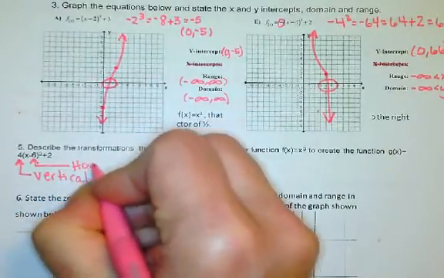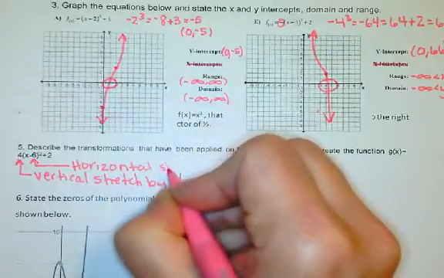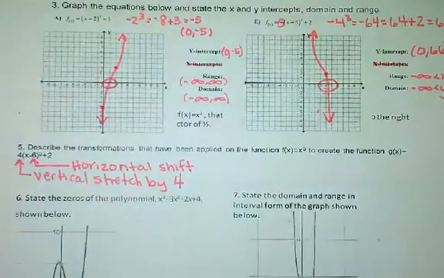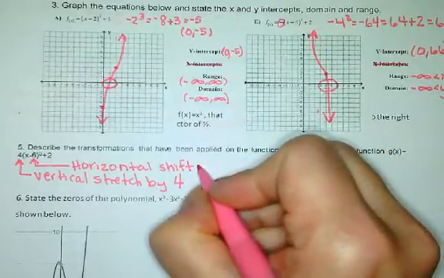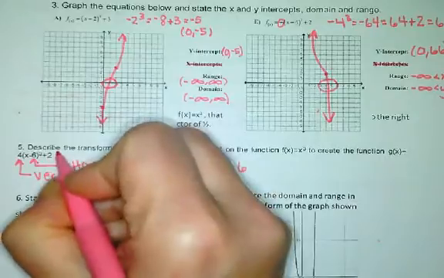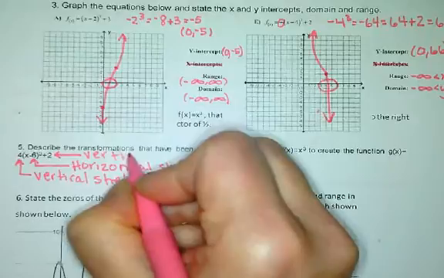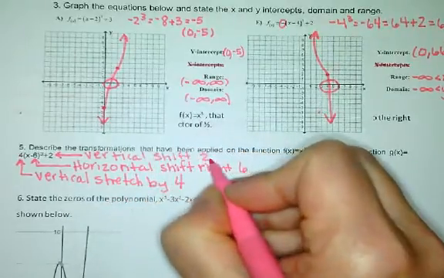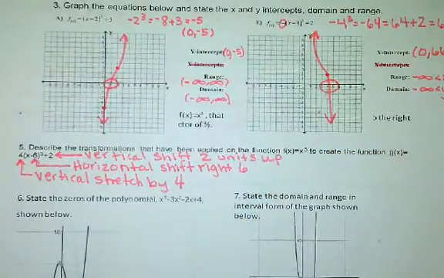Now, everything that happens in the parentheses is horizontal. So this is actually a horizontal shift. And be careful here. You want to say that it's moving left because you see the minus 6, but it's actually moving to the right 6 places. Now, everything on the outside is again vertical. So this is a vertical shift 2 units up.